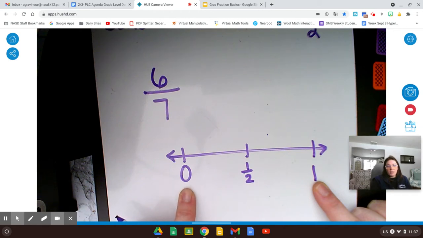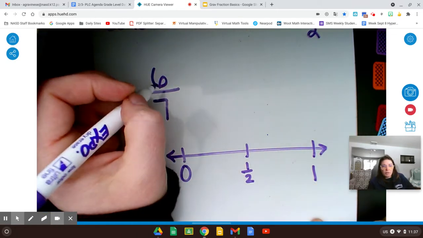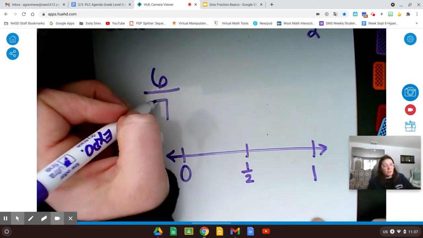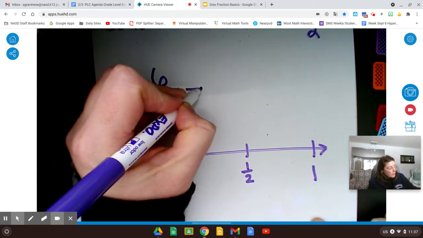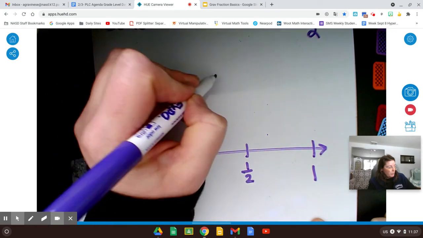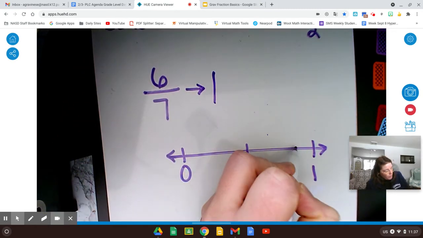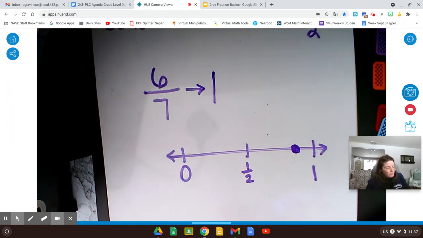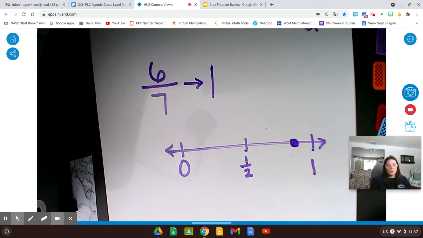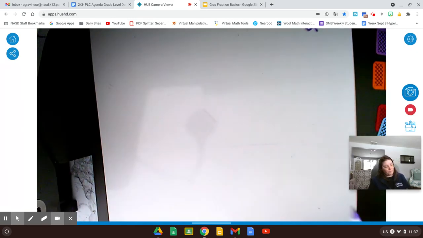6 out of 7 students won the lottery. That's almost everything, right? 7 out of 7 is 1. So 6 out of 7 is really close to being a whole. 6 out of 7 would be right about here. Okay, 6 out of 7 is close to 1. So when we round it, we would round it to 1. Let's try another.